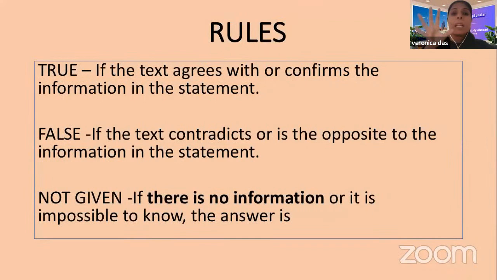Now, you all were right when you said if something agrees with the particular information in the passage, then we mark it as true, right? If the statement agrees. For it to be false, two things should happen. One, it should contradict the passage. Otherwise, it should be the opposite of the keyword in the passage. So it contradicts the keyword in the passage, or it should be the opposite. These are two different terms.